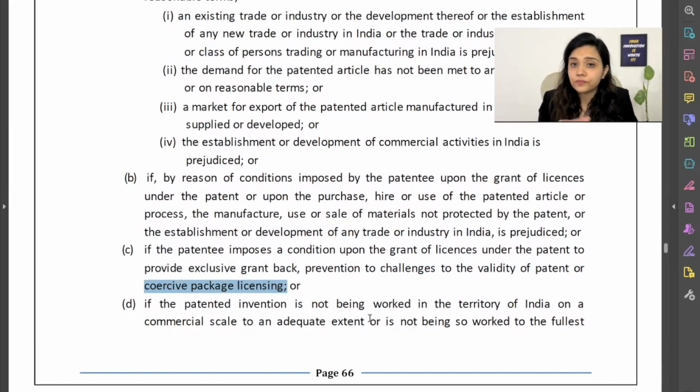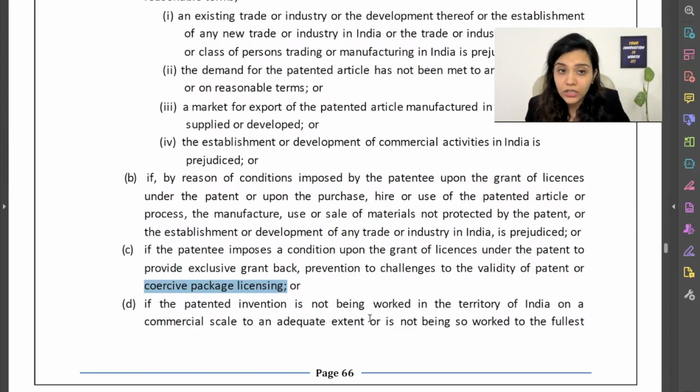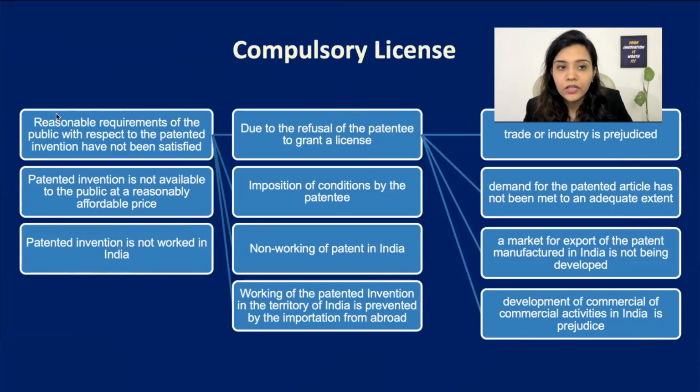For example, that person XYZ, I say that whenever you develop further on this technology, you will give an exclusive license to me, and you cannot use the further developments yourself or give the license of that further development to anybody else. So this is the extra condition which I'm trying to impose, and whenever I try to impose extra conditions, it becomes a ground for compulsory license, because it will fall under reasonable requirements of public with respect to patent inventions not being satisfied.